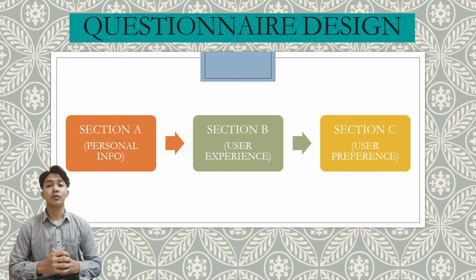Now I will continue to talk about questionnaire design, which we divided into three sections: section A, section B, and section C. Section A is personal information like the age, the gender, and other personal information. Then section B is the user experience, which asks whether the respondent has any experience with floods and knowledge about the safety backpack kit. And then section C is the user preference. This helps guide us to create and develop the concept design.